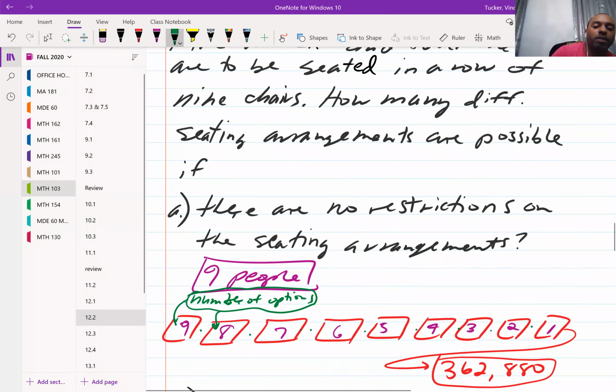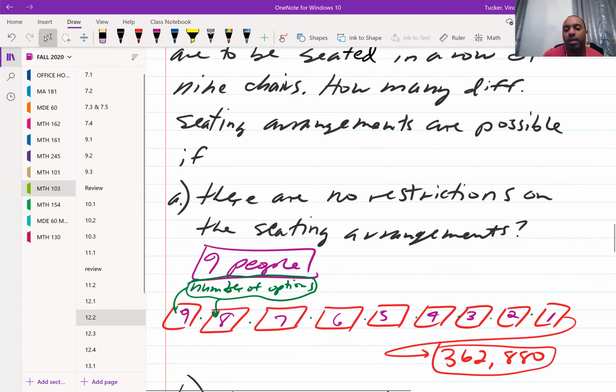So in the first seat, I have 9 people to choose from, so that's 9. Once that one person sits down, 8 people to choose from. Then 7 people to choose from, 6 people to choose from, and so on, all the way down to 1. So set up your 9 chairs. You have 9 people to choose from for the first chair, 8 people to choose from for the second chair because that first person just sat down, and just do your countdown. Multiply those numbers together, get 362,880.